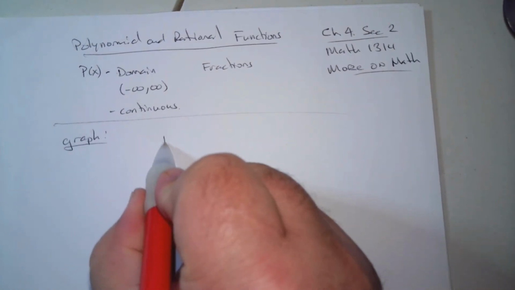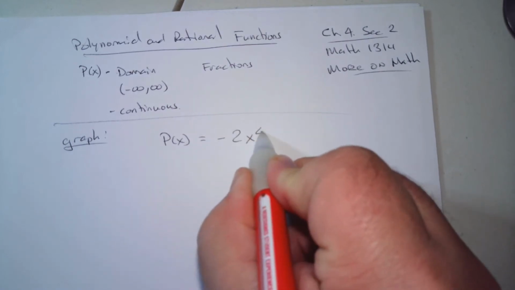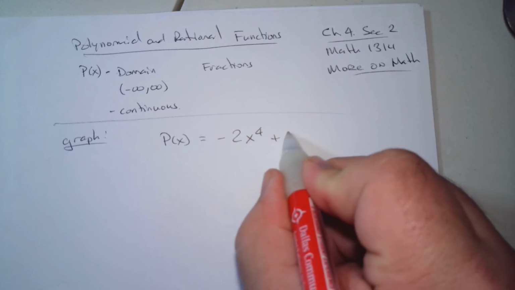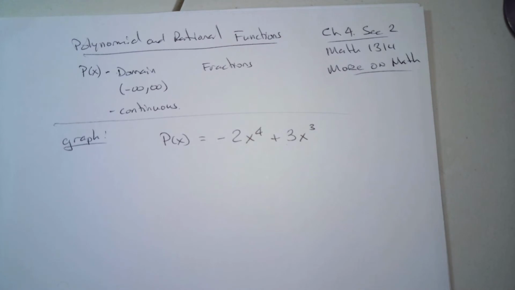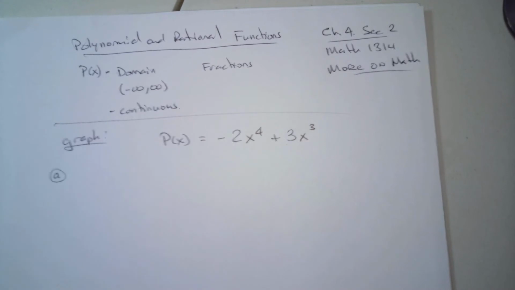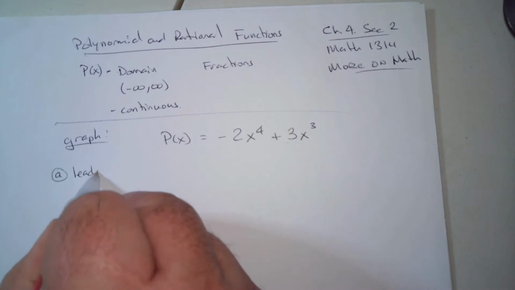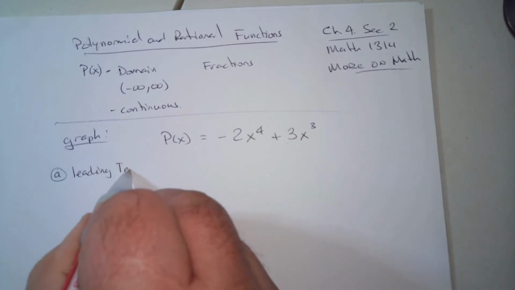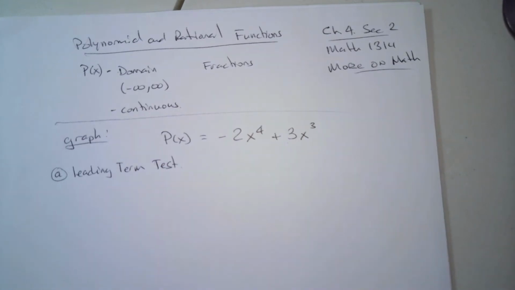Let's say I give you this polynomial. Negative 2x to the fourth plus 3x cubed. So to graph this thing, let's look at everything we can find from it. We could do the leading term test. The leading term test tells us, this is the leading term, it tells us the shape of the graph.